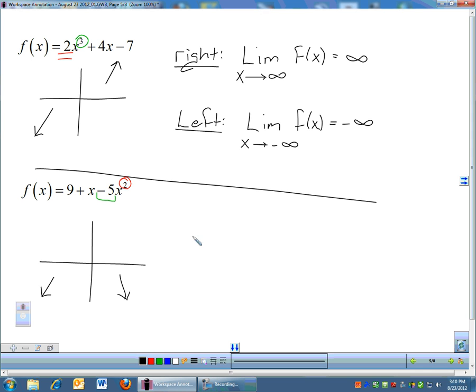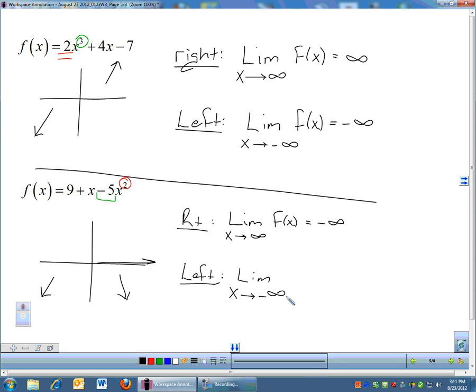In the world of limits, for the right side, the limit as x, if I'm going to the right, x is getting large, so moving towards infinity, of my function, and where's it going? As I go to the right, my function is going down, so that would be negative infinity. My left side is the limit as x goes to negative infinity of my function. And as I go to the left, my function is going down also. So both ends are going down. So we're approaching negative infinity as I go to the right and as I go to the left.